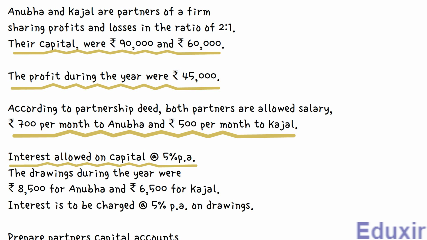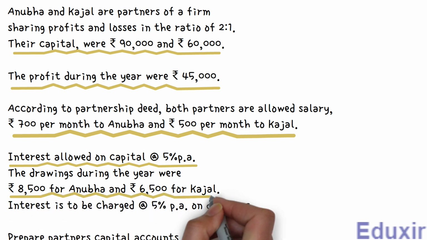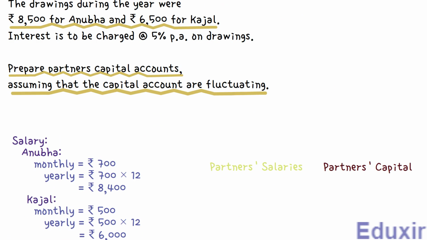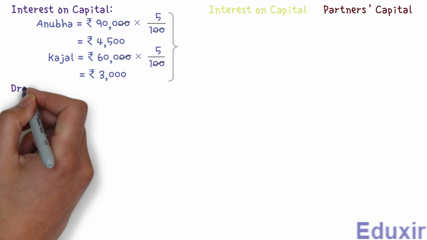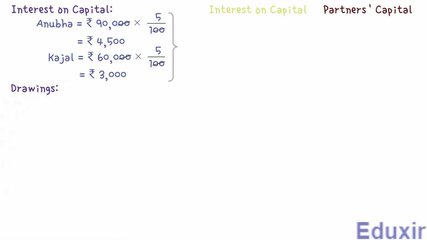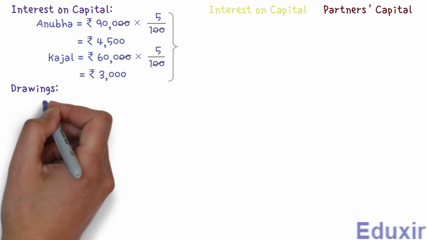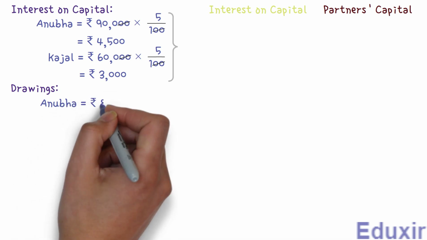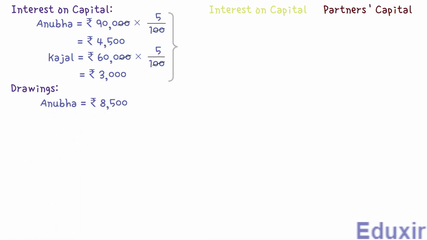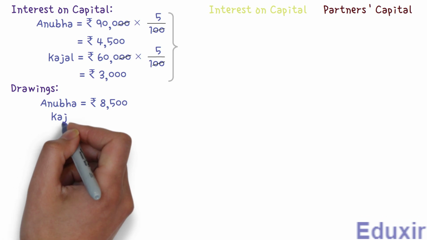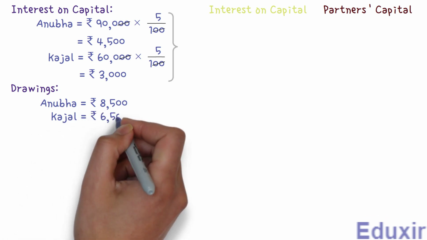The next statement in the problem is related to the drawings as well as interest on drawings. Let's first deal with the drawings. Let's first write the header in the working notes as drawings. Now the drawings made by the partner Anubha are 8,500 rupees. And the drawings made by the partner Kajal are 6,500 rupees.